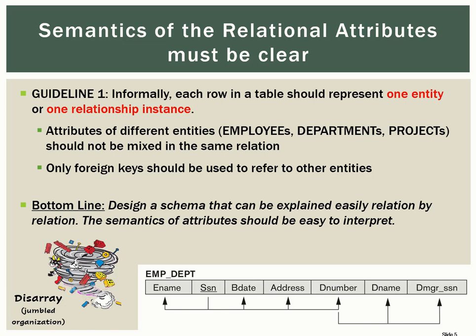The bottom line, when you design a database schema, you should be able to explain it pretty easily. When you have convoluted tables like emp-dept, it's not right. The semantics of the attributes should be very easy to interpret and understand by just looking at your table name and the fields of that table.